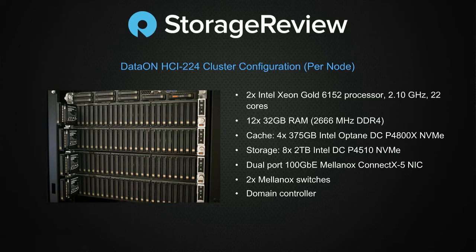So our setup involved 4 of what DataON calls their HCI 224 nodes, and you can see the specs there. This is prior to Cascade Lake, so it's a little bit older generation at this point, but still nice upper-middle CPUs and a good RAM footprint. We were using 4 Optane DC P4800X drives for the cache in each node, and then 8 NVMe SSDs for capacity.